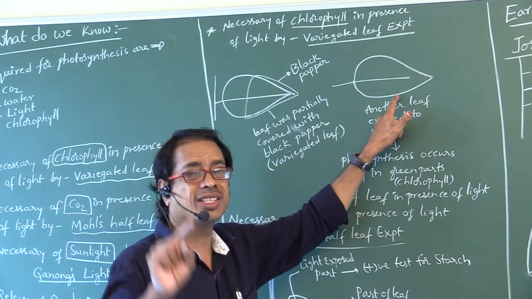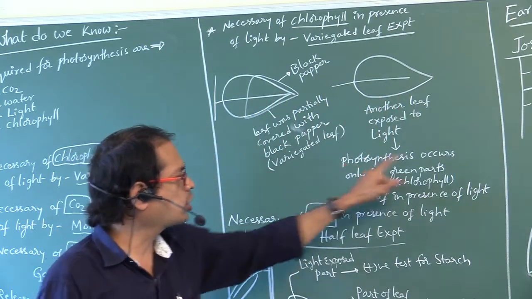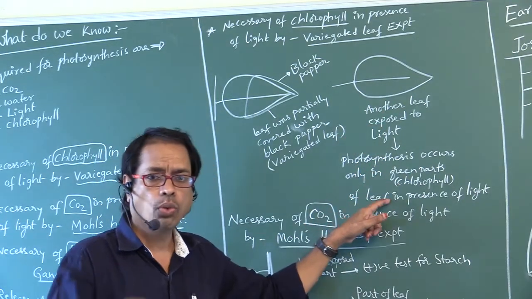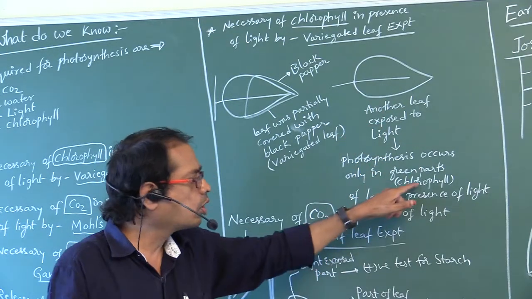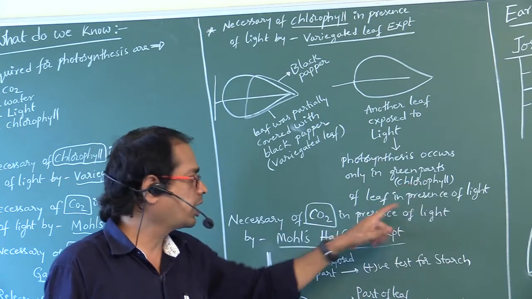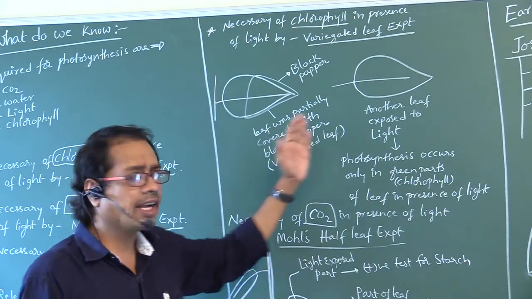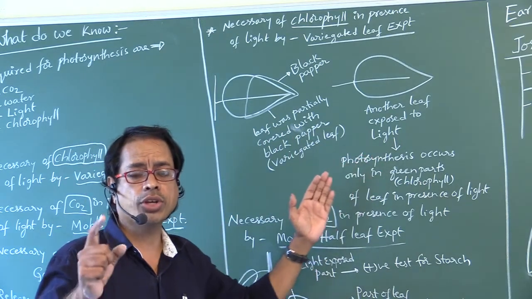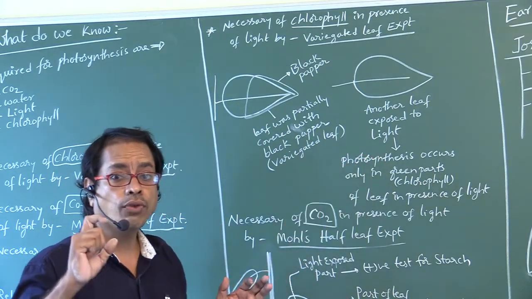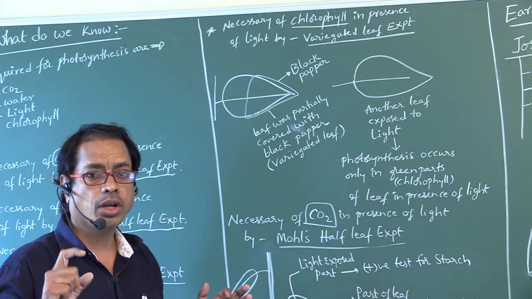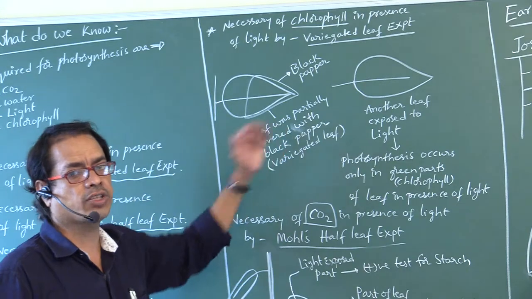Here starch is synthesized. So photosynthesis occurs only in the green parts of the leaf. What do you call the green part of the leaf? Chlorophyll. So it occurs in presence of light. The variegated leaf experiment is useful to demonstrate the necessity of chlorophyll.